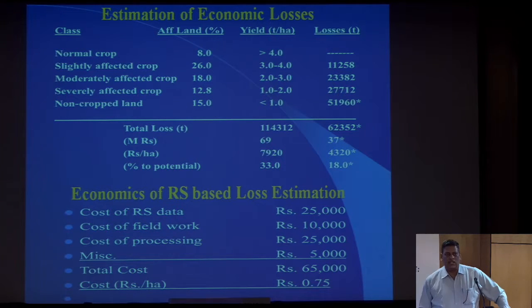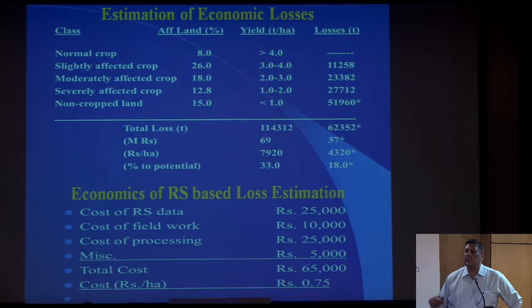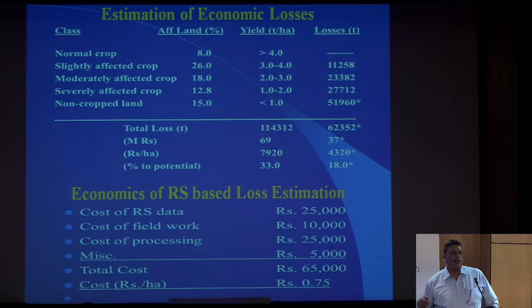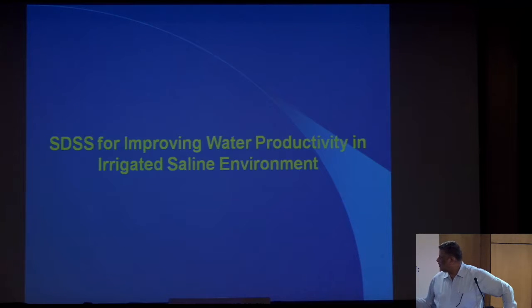There are myths that remote sensing, GIS and this kind of techniques are very costly. We worked out that at 2006 prices, it came to around 0.75 rupees per hectare for this kind of analysis. So roughly almost 1 rupee per hectare. This was the cost, which is very, very little for the purpose of analysis.